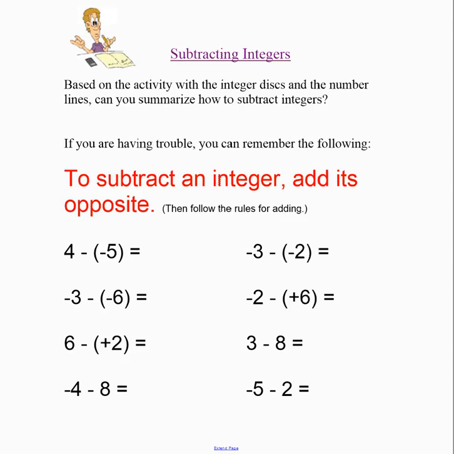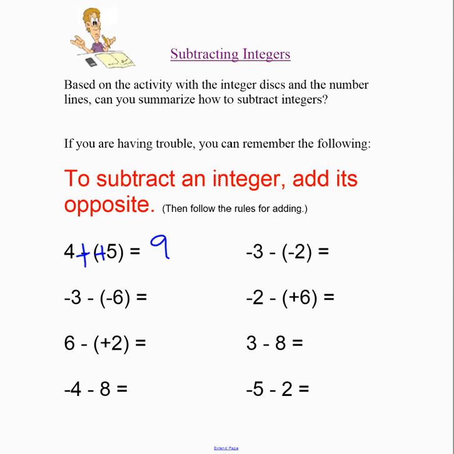So for example, if I were to change this question, I'm going to change this subtraction into an adding. But I can't just change it into an adding because 4 minus negative 5 is not the same as 4 plus negative 5. But I can add the opposite of negative 5, and the opposite of negative 5 is 5. So now I've changed that question into 4 plus 5, and I get 9.